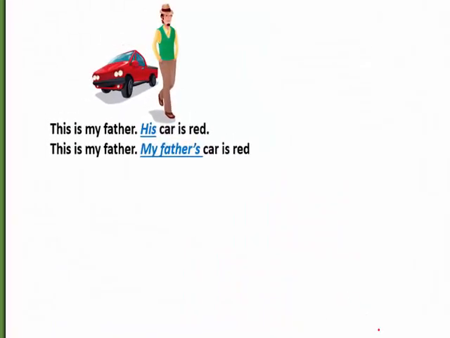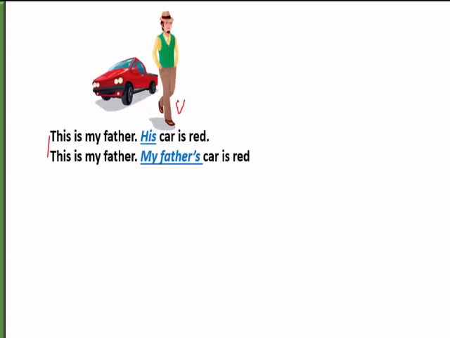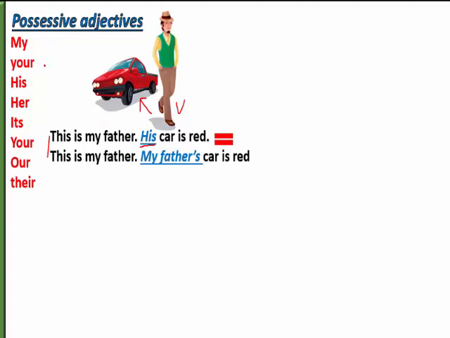Here, let's have a look at these 2 examples. This is my father, his car is red. So this is my father, and this is his car. Number 2, this is my father's car is red, and they are the same. So both of them are talking about possession. So possessive case, remember, his is a possessive adjective. You can review possessive adjectives here, like this is my car, this is your car, this is his car, her car, its, and so on, okay? And your car, our car, and their car.